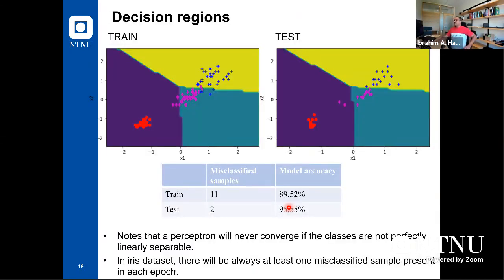So finally, this is the decision region for the training and for the testing. Of course, the decision line will be the same, if you can see here. But here we have the training dataset and the testing dataset. And those are the two cases, in fact. We have two misclassified cases.